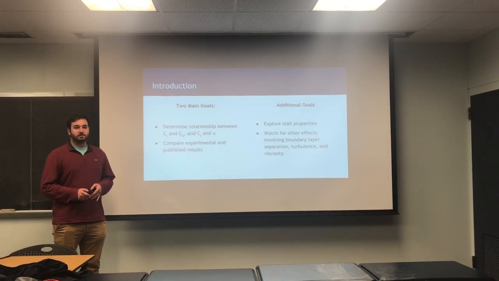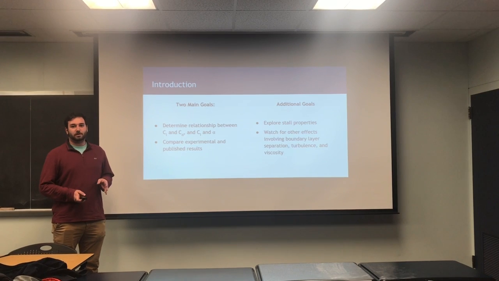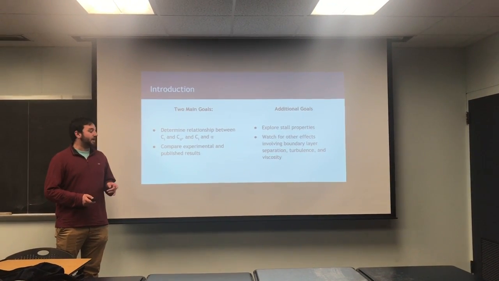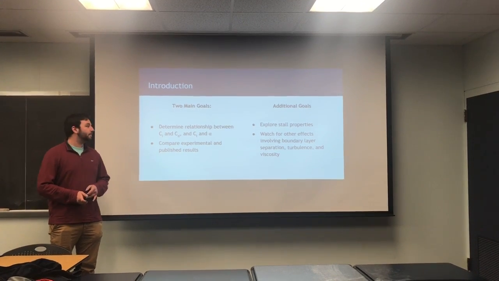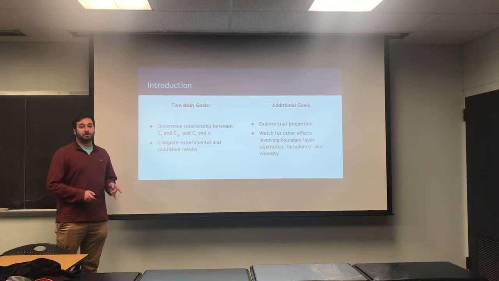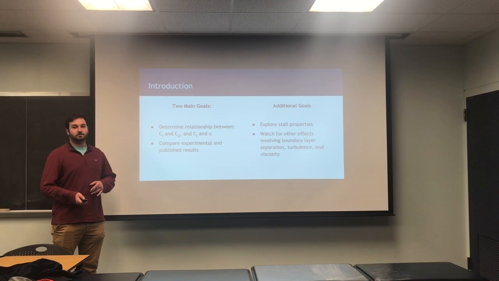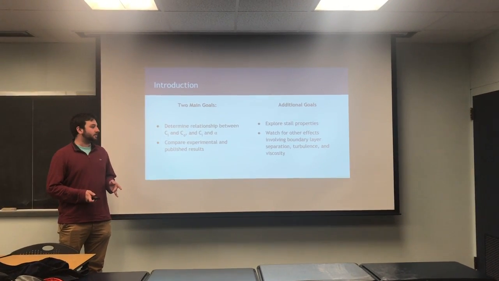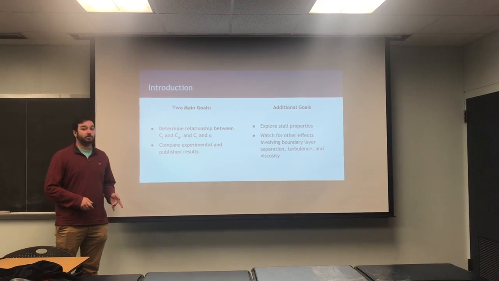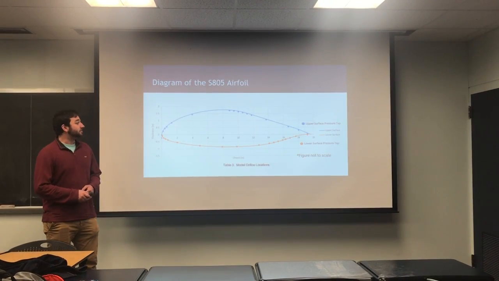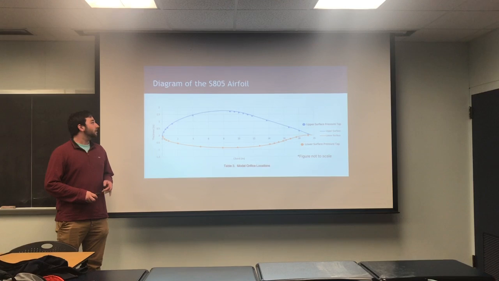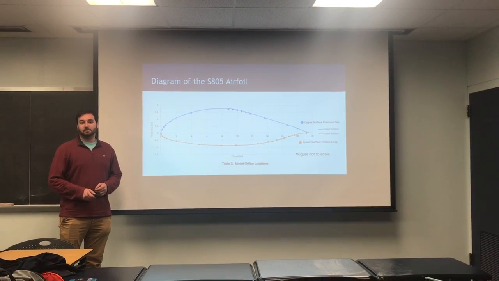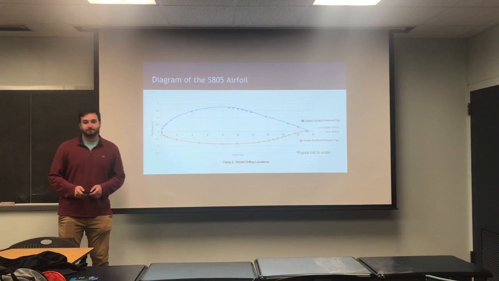In terms of goals for this lab, we wanted to determine a relationship between the coefficients of lift, drag, and angle of attack, as well as compare these results to published data. We also wanted to explore stall properties of a specific airfoil at a specific wind speed. And we also wanted to look at how the data we found explains boundary layer separation, turbulence, and viscosity. This is a diagram of the NREL S-805 airfoil that we're going to be using in this experiment. Next up, Michael is going to discuss the procedure of the experiment.